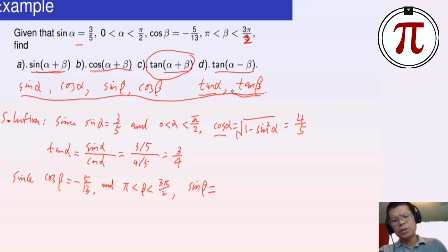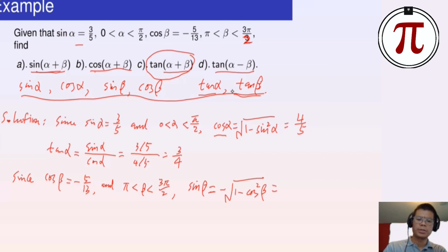Now, what is sine beta? Beta is in the third quadrant, right? Greater than pi, less than 3 pi over 2. So what is the sign of sine? Negative. So it equals negative square root of 1 minus cosine squared beta. You can use a calculator and you will find this is negative 12 over 13. Just plug in and you find this. So then tangent beta is what? Negative 12 over 13 over negative 5 over 13, which is 12 over 5. Okay, very good.